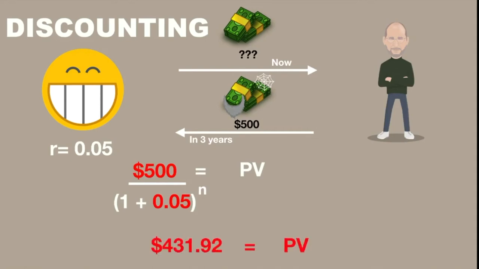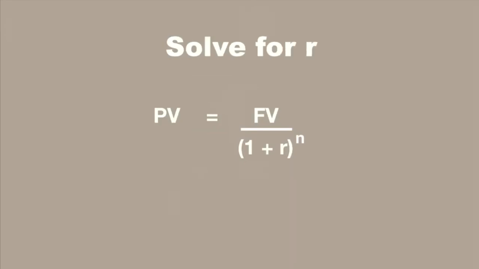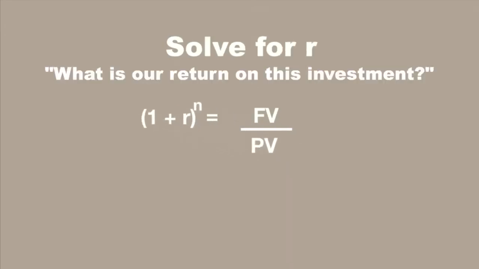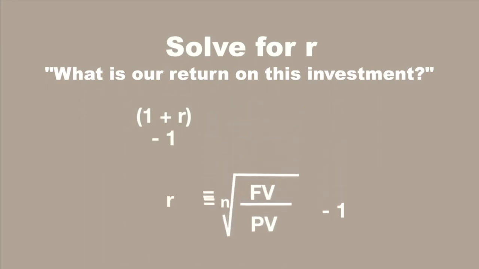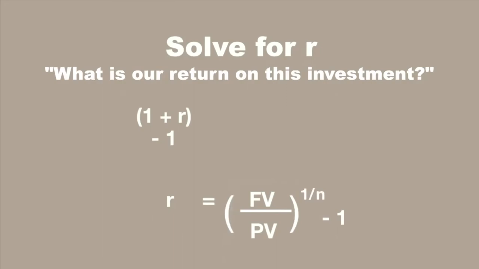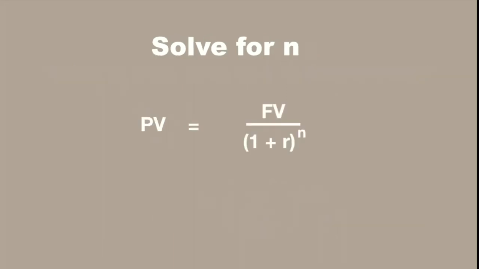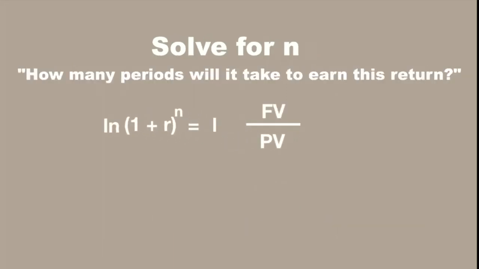$431.92. We can manipulate this formula to solve for T or R the same way we solved for our future value using the rules of algebra. Solving for R tells us the return on our investment. Solving for N tells us how many periods it will take to earn this return.